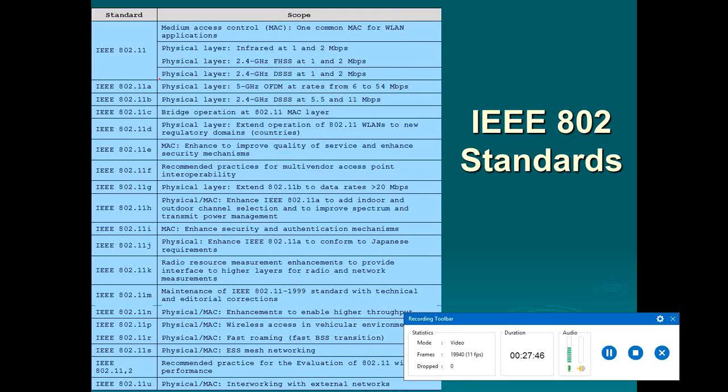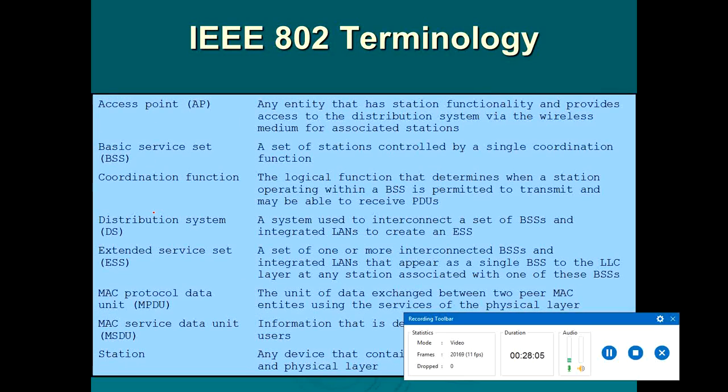Alright, now what are the various standards for wireless LANs? IEEE 802.11 is for wireless LANs. Now there are further 11A, 11B, 11C, which are the standards. You can just go through it, but not necessarily for the exams.